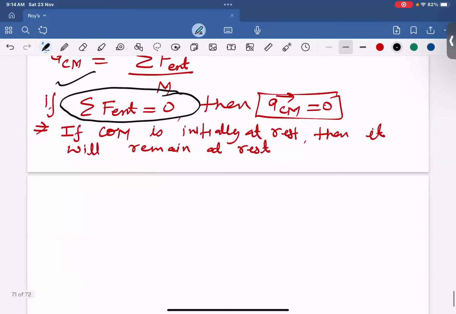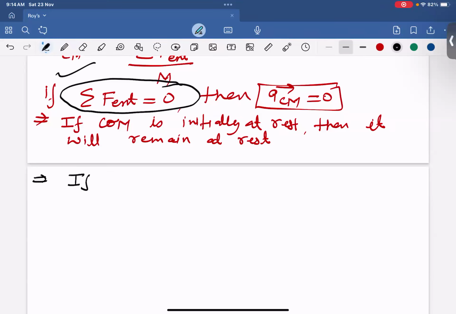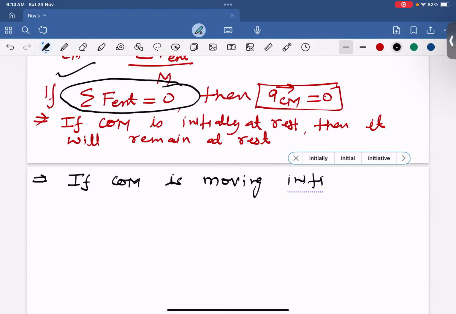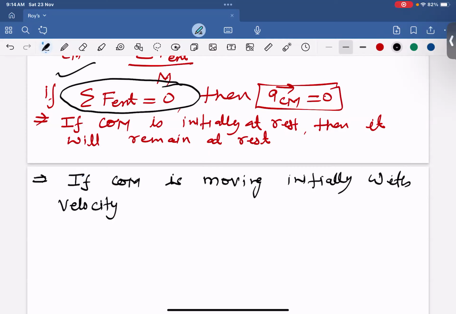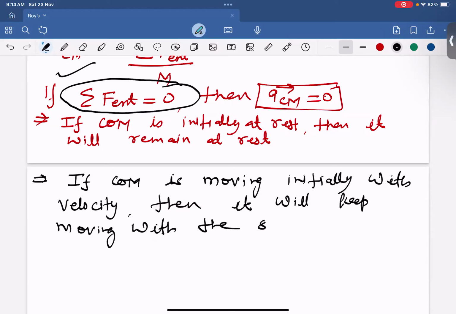Second, let's suppose initially the center of mass was moving. If the center of mass is moving initially with velocity v or some velocity, then it will keep moving with the same velocity. That means its state is not going to change. If it was at rest, it will remain at rest. If it is moving, it will keep on moving if the external force is zero.